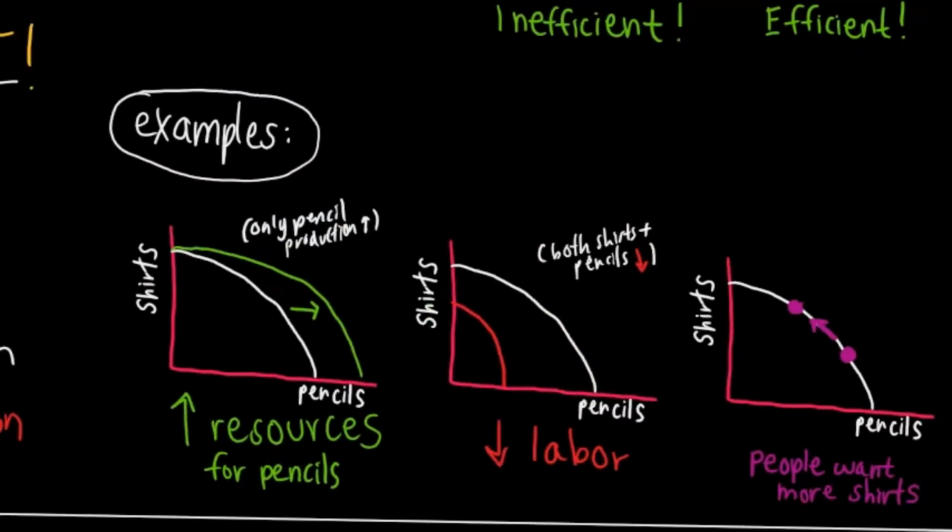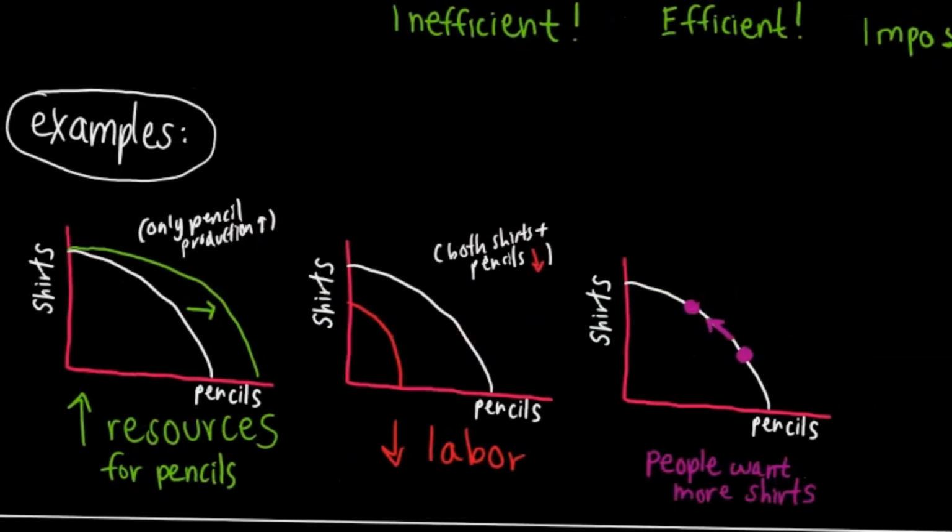Now, if we have an overall decrease in the labor force, which is one of the key factors of production, then if labor decreases overall, that means the production possibility of both shirts and pencils will decrease. And so the entire curve shifts inward.